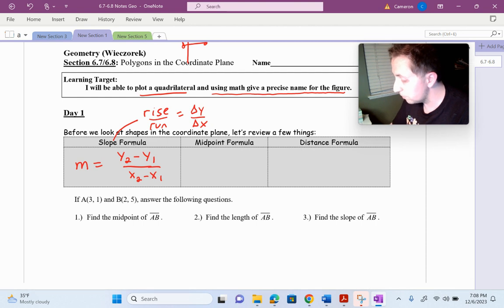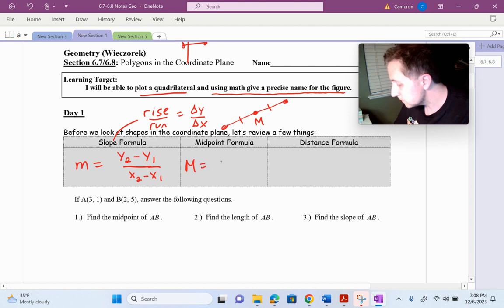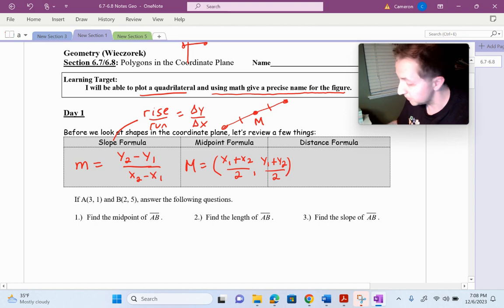The midpoint formula: if I had a segment with two endpoints and I wanted to know what point divided that segment into two congruent segments, my midpoint formula is an ordered pair. We do x1 plus x2, and we cut that sum in half. And then we do y1 plus y2, and we cut that sum in half.